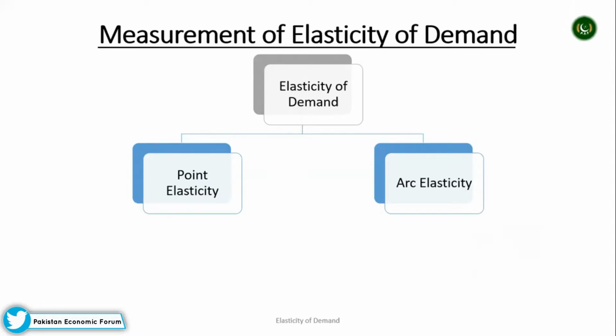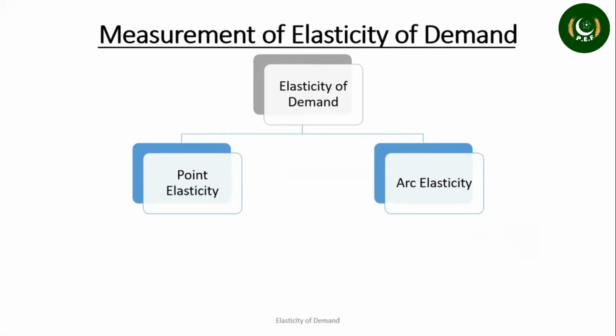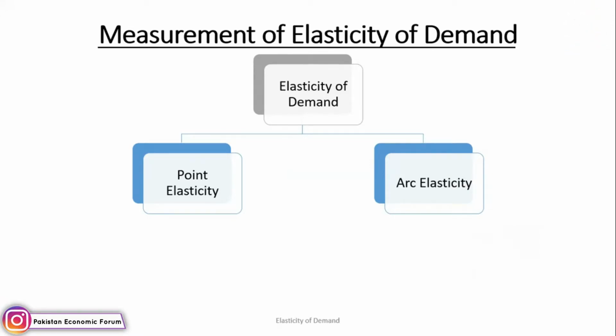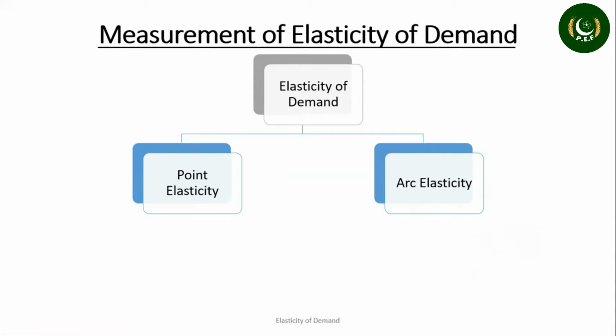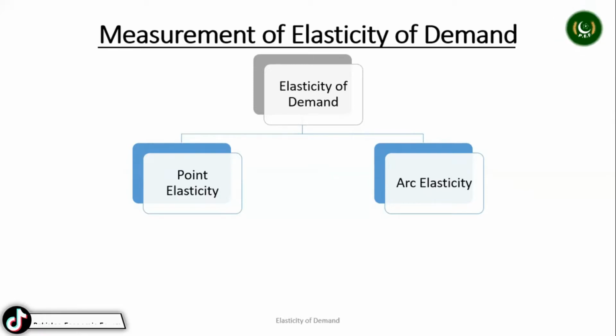We apply point elasticity method when there is a small change in price and quantity. Therefore, the two points representing the first set of price and quantity and the second set of price and quantity are so close to each other that one may assume them as a single point. Whereas we apply arc elasticity method when the change in price and quantity is significant.